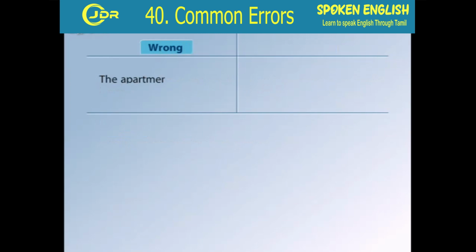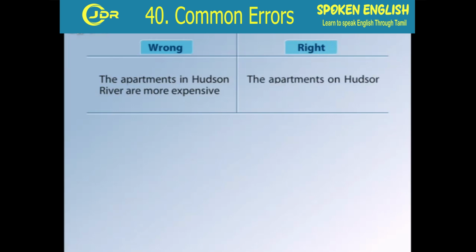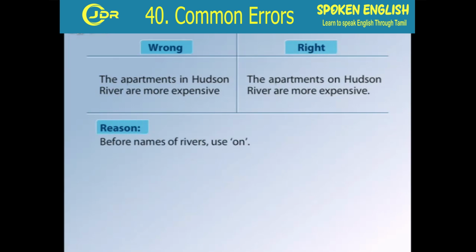Wrong. The apartments in Hudson River are more expensive. Right. The apartments on Hudson River are more expensive. Reason: before names of rivers, use on.